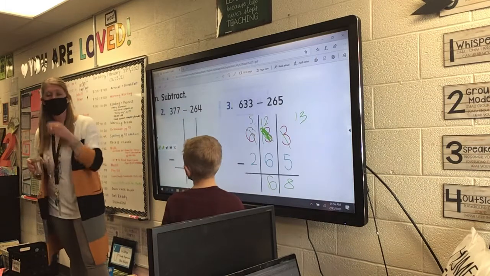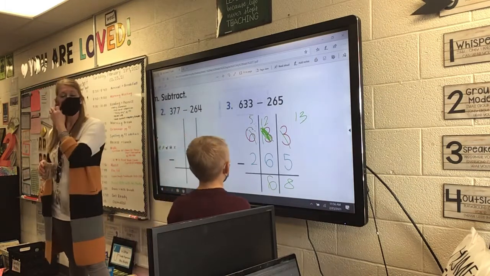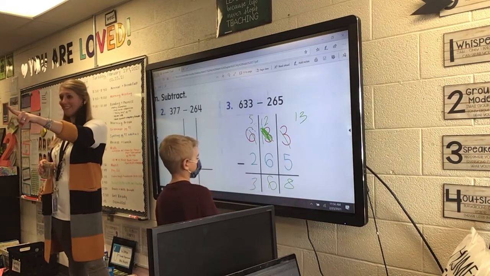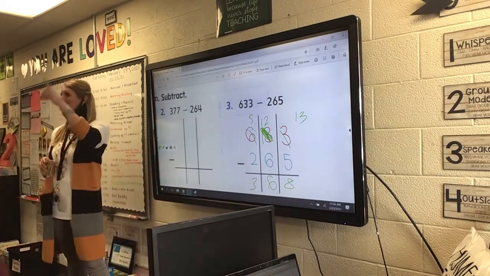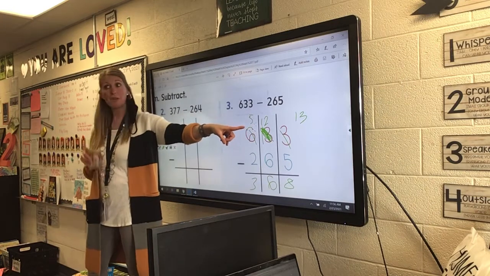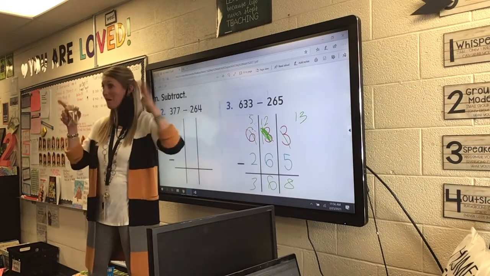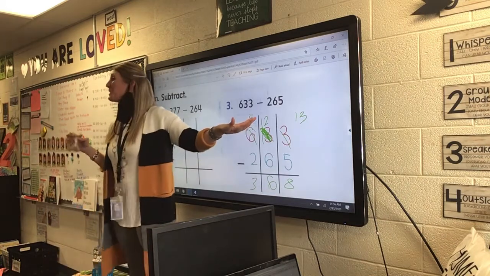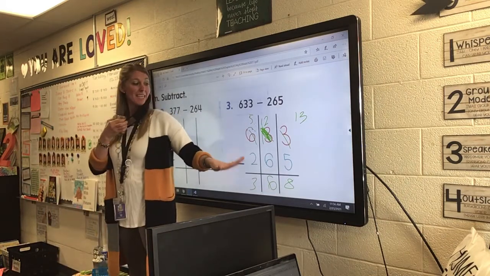And good. Then we have, I'm done. Yeah, but close is not right. Not in math. You can't be close. You have to do it right. So he was close, but he didn't do it right. And in math, it's either right or wrong. There's no close. So 12 minus 6 is 6.